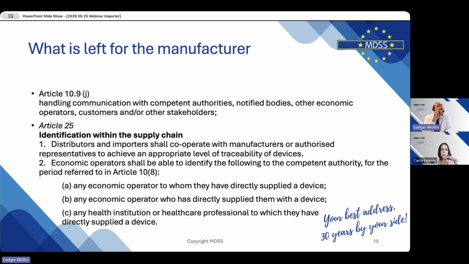So a manufacturer needs to know where he sold it to, and the importer needs to know where he got it from and where he sold it to, and the distributor the same. They need to know, and that's common sense, and it's being required. I believe it's actually very interesting that it is a requirement.